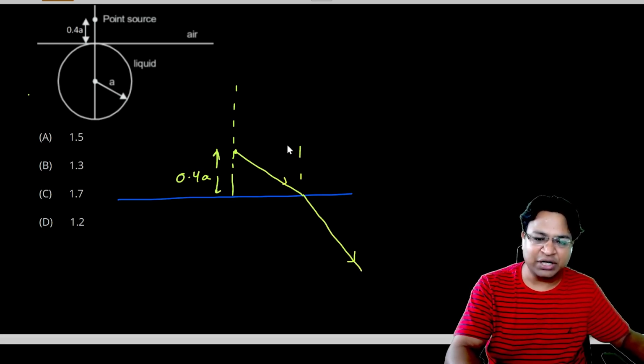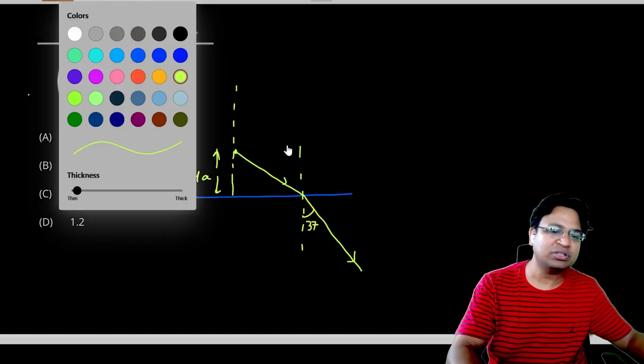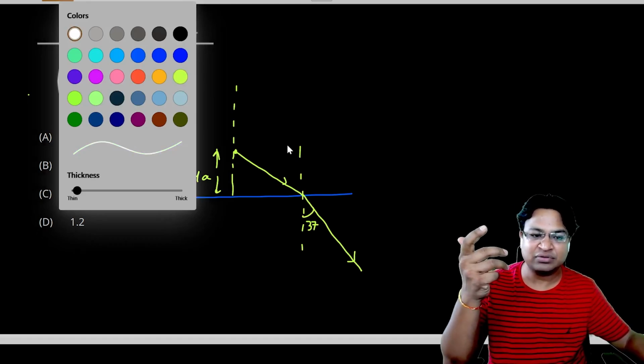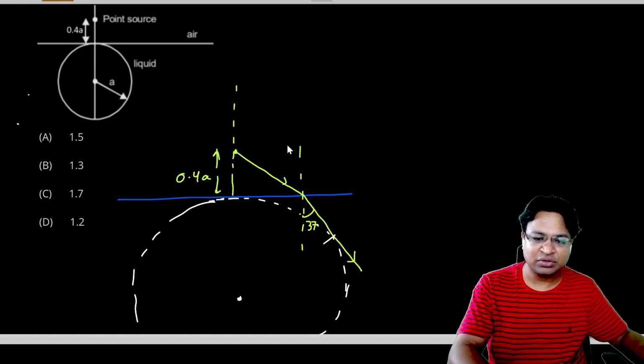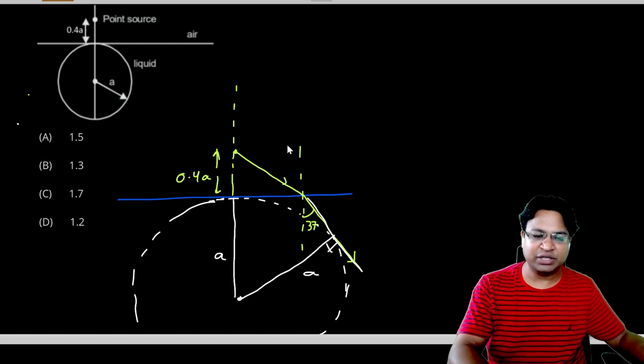But this particular ray, which is making an angle of 37 degrees here, becomes tangent to a circle. Let me draw the circle. Please excuse me if my circle doesn't look like a circle. So it becomes a tangent to a sphere like this, and the radius of the sphere is a. So this distance is a. This will be 90 degrees because this yellow line is the tangent. And again, this distance would be a.